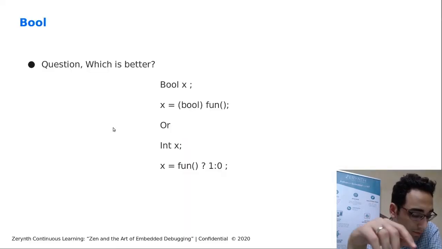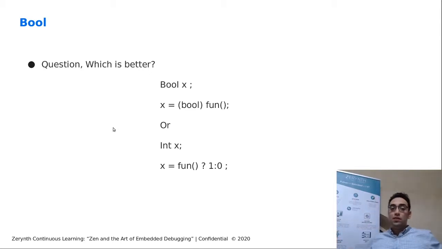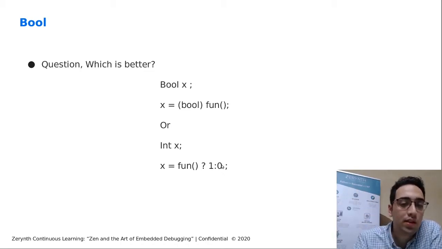Essentially, let me ask you a question. What is better: to use Boolean, like Boolean X, so it should hold 2 values, 0 or 1, true or false, and then execute a function and then cast this value to a Boolean, or to use X and then execute this function and then use the ternary operator, which basically checks if it's a 1, then put a 1, if it is 0, put a 0. So what's the difference between these essentially? The question is, what's the difference between using bool and using this operator?